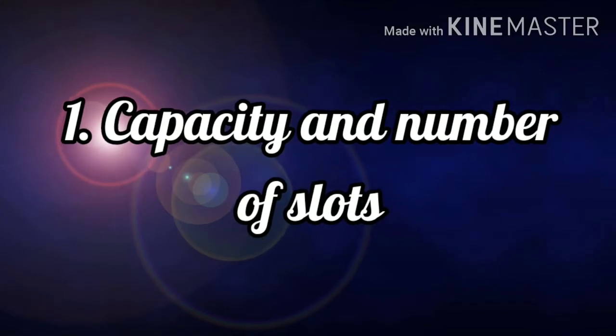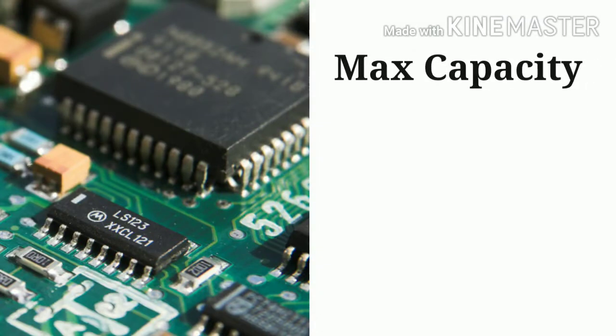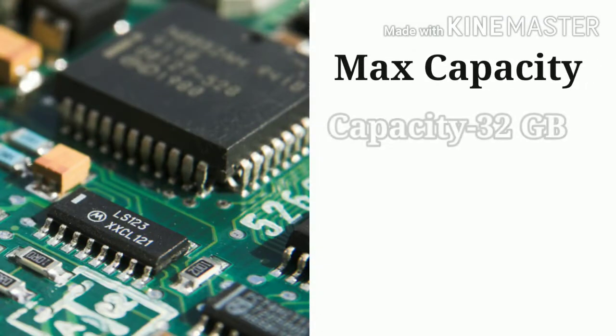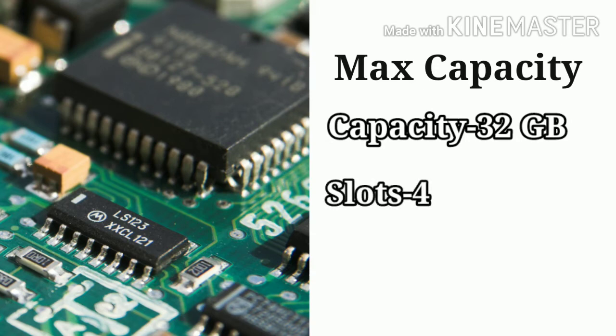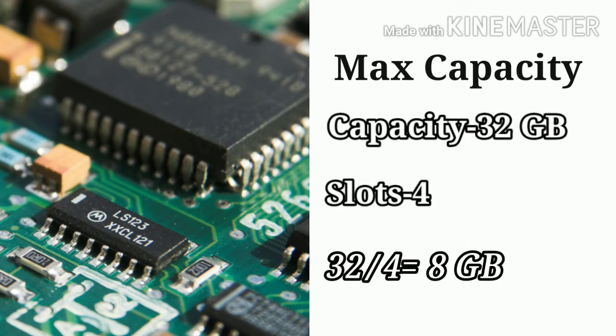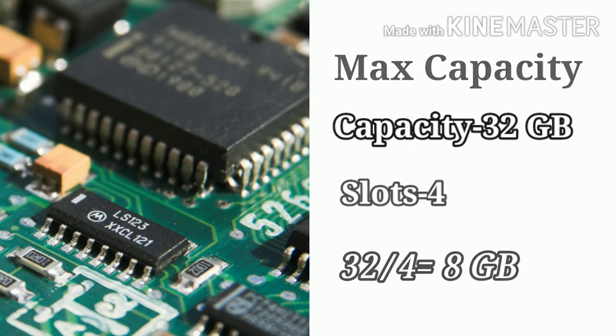Okay guys, so let's start with the first one, capacity and number of slots. Here you have to know the maximum RAM capacity a motherboard can hold. For example, if my motherboard can hold 32 GB of RAM and it has 4 RAM slots, then each RAM slot can hold a maximum of 8 GB of RAM. So that means you have to buy 8 GB RAM sticks to complete the whole 32 GB. Therefore you can buy your RAMs accordingly.